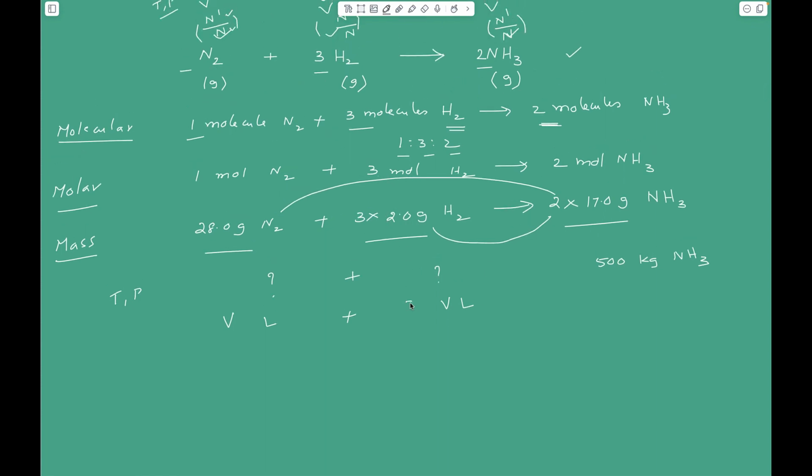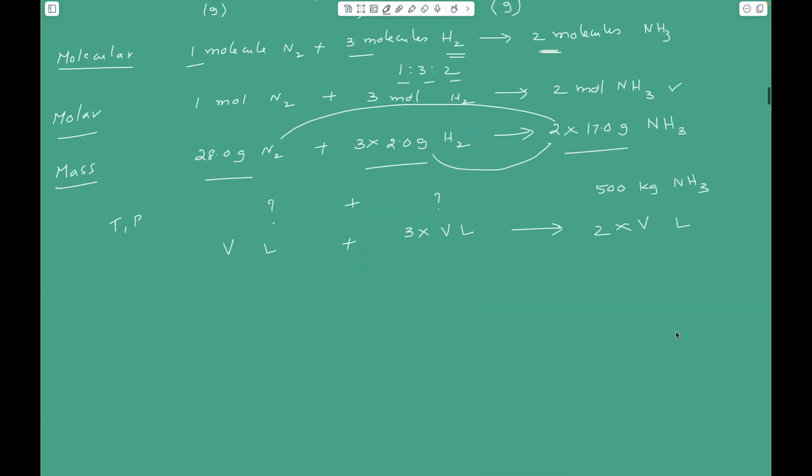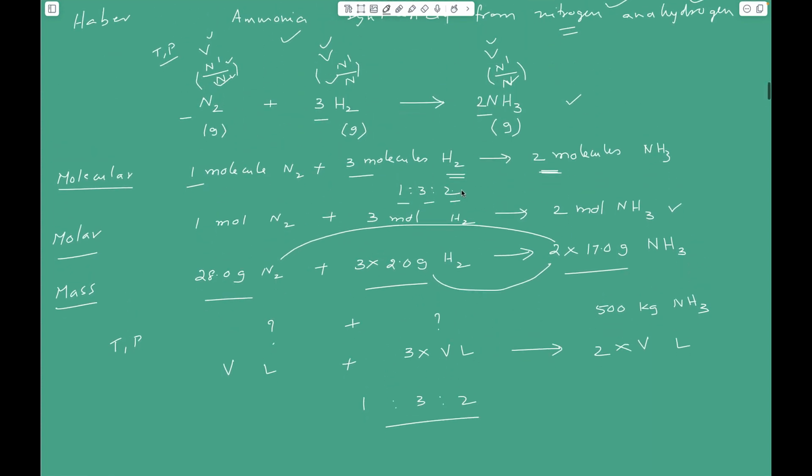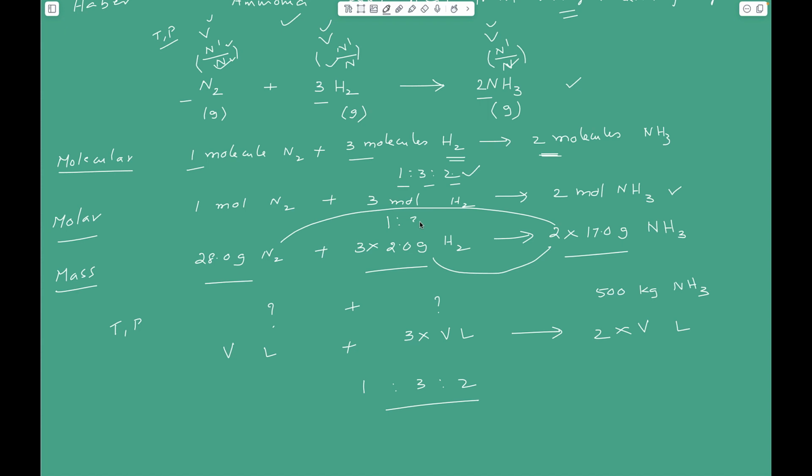Because we have 3 moles here, we have to multiply that with 3. And again, 1 mole of ammonia at the same temperature and pressure will have the same volume of V liters, but you have to multiply it with 2 because we have 2 moles of ammonia in this representation, right? Now, if you look at the ratio of their volumes, it is again 1 to 3 to 2, same as the stoichiometric ratio, same as the ratio of their number of molecules, same as the ratio of their number of moles.